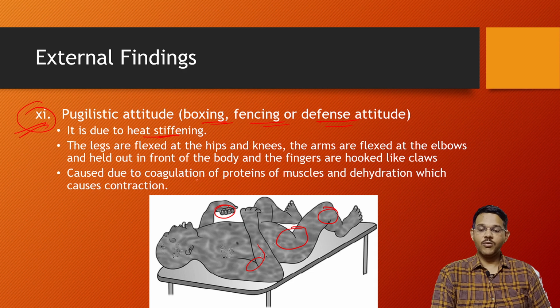This is caused by the coagulation of proteins. Some muscles are made up of proteins, and flexor muscles like the biceps are bulkier compared to extensor muscles like the triceps, so they easily get coagulated and cause contractions of the arms. The thigh muscles, knee muscles and hand muscles also easily contract. All the flexors get contracted, leading to the typical boxing or fencing attitude, also called the pugilistic attitude, typically seen in burns.